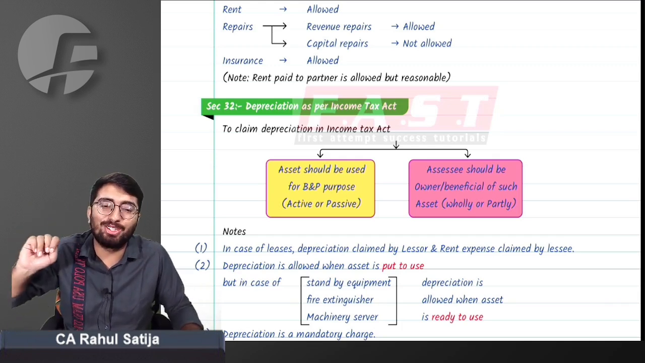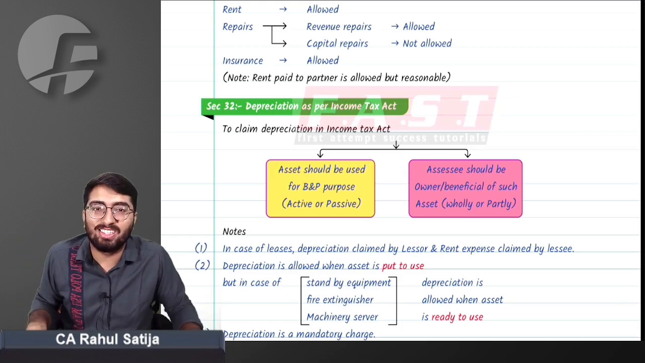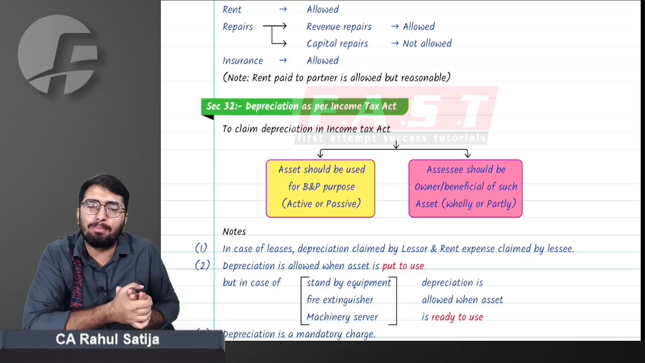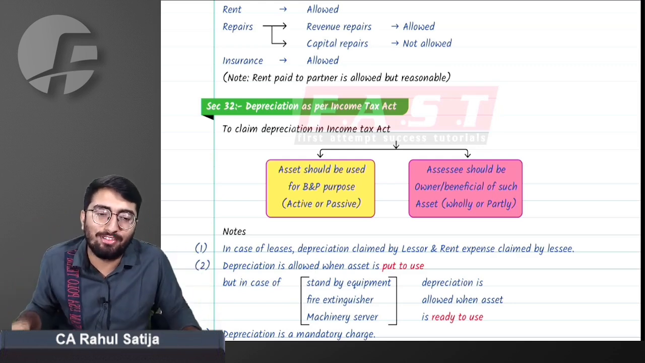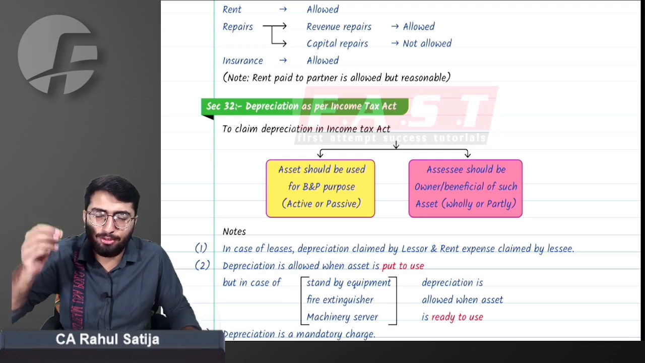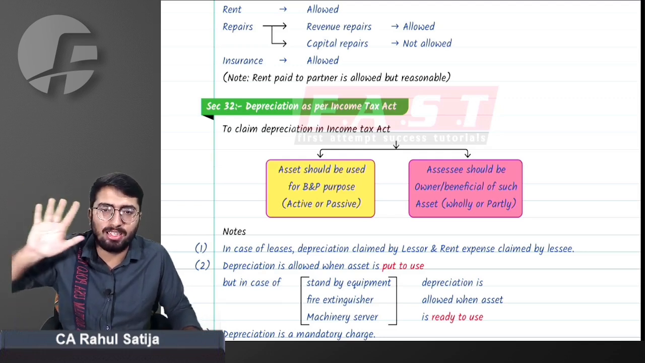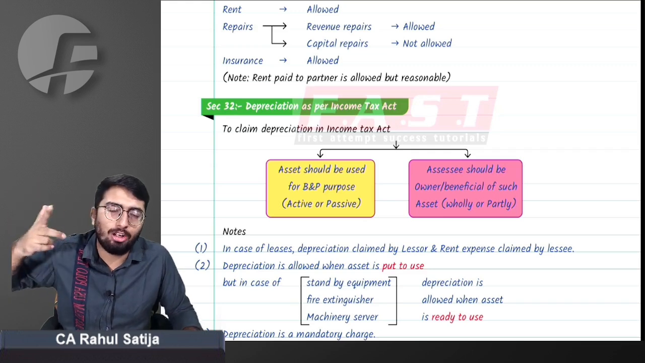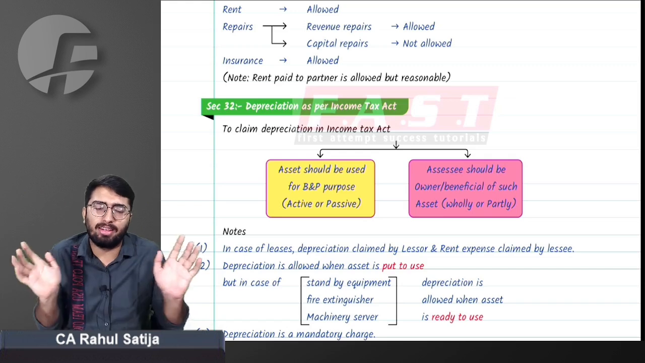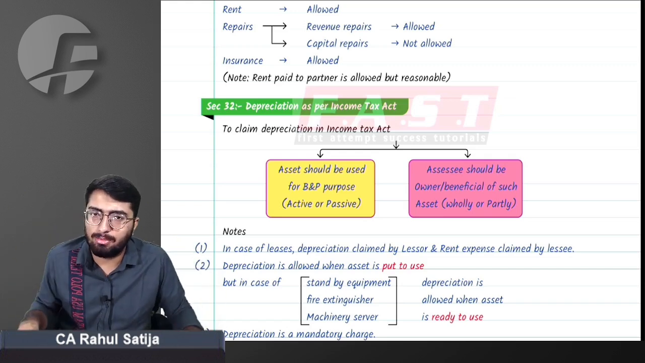Or any kind of fire extinguisher. Who wishes to use a fire extinguisher? But I have kept a fire extinguisher at my premises. Nobody wants to use it. So even if you never use the fire extinguisher, you will still be eligible for depreciation from the ready to use date. And machine servers, for example, if we have extra machine servers, they will also be eligible for depreciation.